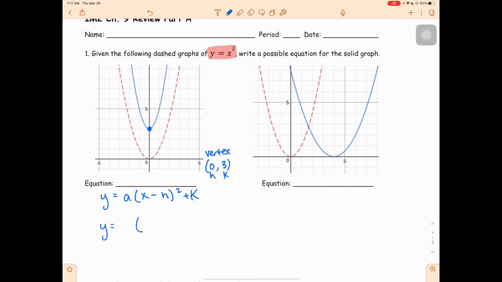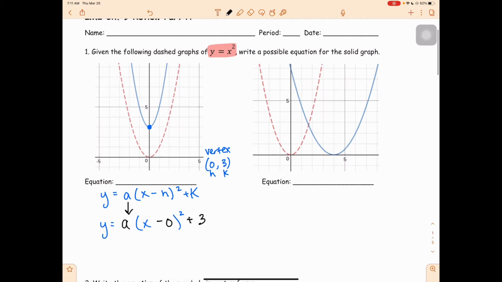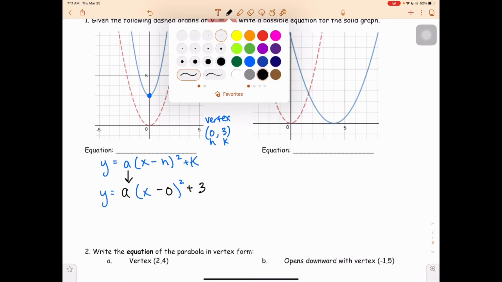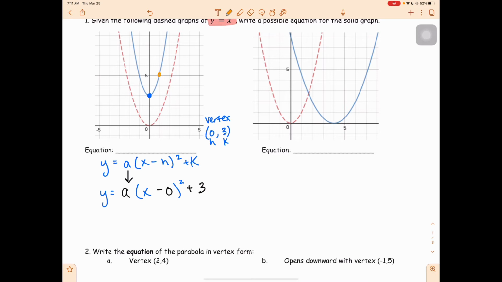So y equals, I know that my h is minus 0, and my k is plus 3. I don't know what my a is yet, though. Okay, so we don't know what a is. But here what we can do is plug in one of these other points. So let's say that I see this point right here. That point is 1, 5. I can plug that in for x and y to solve for a.